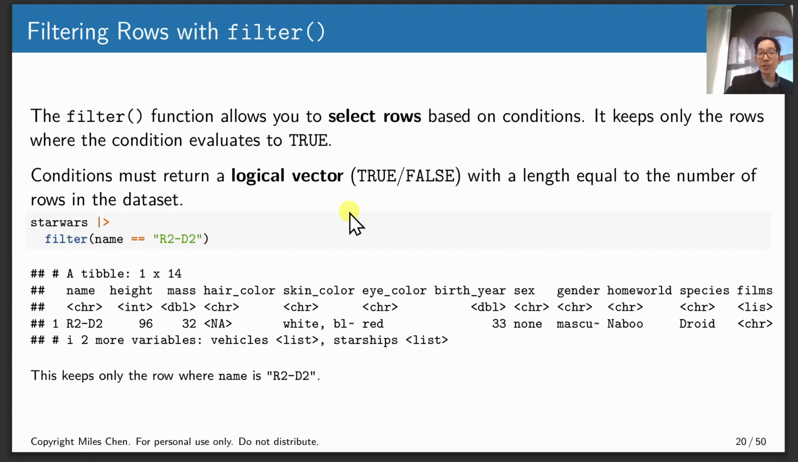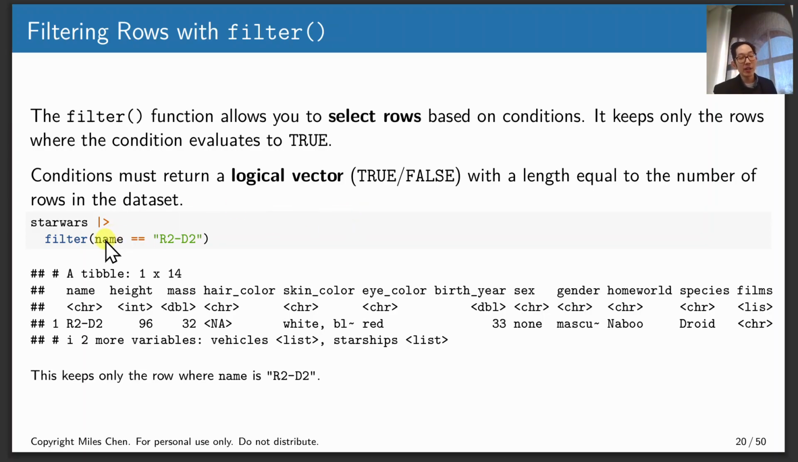Okay, filter allows you to select rows based on a condition, and it keeps only the rows where the condition that you specify evaluates to true. The condition that you specify must be a logical vector with a length equal to the number of rows in the data set. Generally, this is not a problem because usually the logical vector that you specify uses a column, and the column is treated like a vector, and that vector is going to have the same length as the number of rows, and then you do something like this.